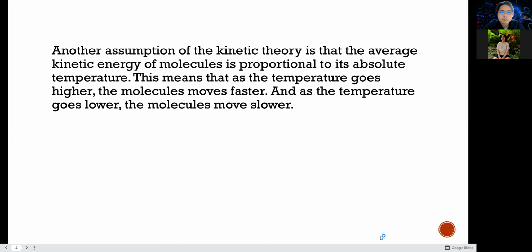Another assumption of the kinetic molecular theory is that the average kinetic energy of molecules is proportional to its absolute temperature. Again, the average kinetic energy of molecules is directly proportional to its absolute temperature. Average kinetic energy over absolute temperature.